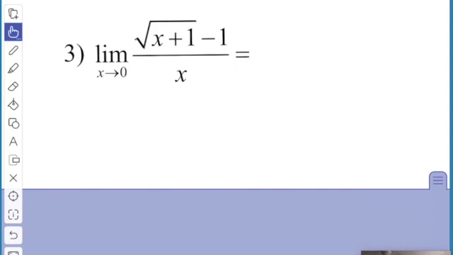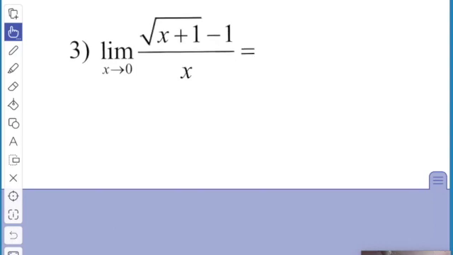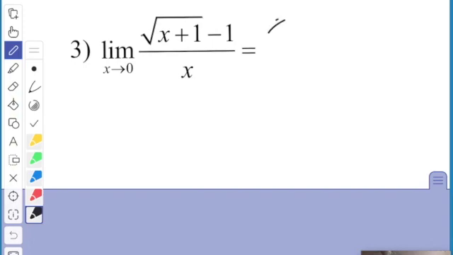But here's the cool part. We don't want radicals in this for another reason. Let's see what happens. Okay, so if I put in 0, what do I get up top? In the numerator, I get 0 plus 1, square rooted, which is 1, minus 1, which is 0. Ooh, you see that coming? It's 0 over 0.